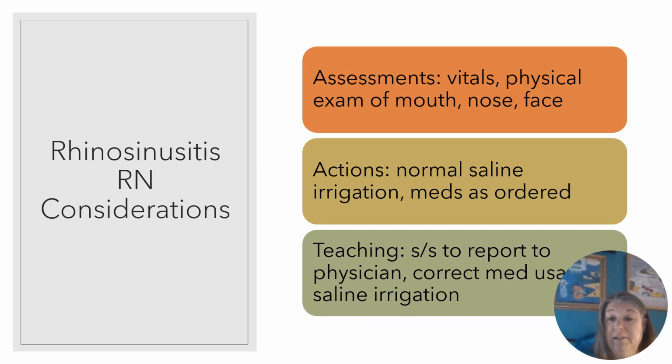So our assessment, same as usual, vitals, you know, the whole thing. Physical exam, we're going to look at mouth, nose, and face. You could have swelling through here because of the inflammation. That is definitely possible. They could be tender around there. We are going to look for abscess and cellulitis. Cellulitis is inflammation at the cellular level, and abscesses are where we get pockets of pus and whatnot. So we're just going to want to monitor for that.